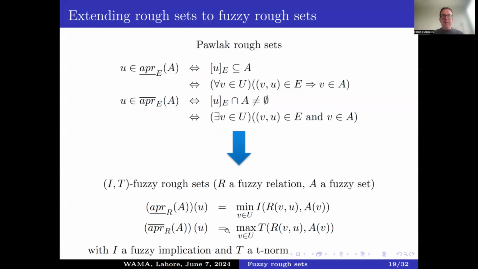So what we get is two fuzzy sets, lower approximation of A under R and upper approximation of A under R, to which an element U belongs to the degree which is shown here on the right. For the lower approximation, we take the minimum of all the implication values of R(V,U), the degree to which V and U are related, and the membership of V to A. And the same for the upper approximation with the maximum and T norm.